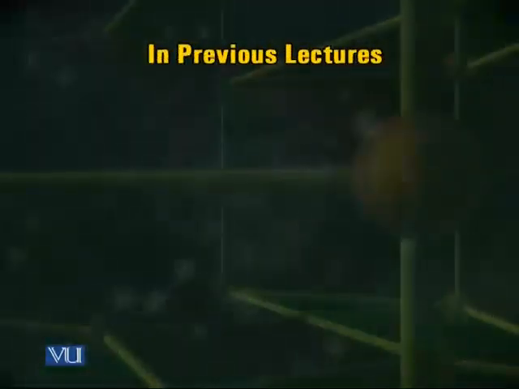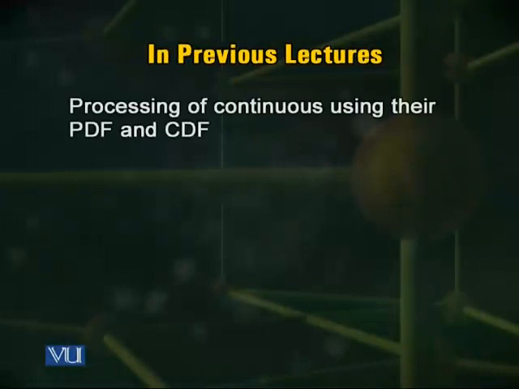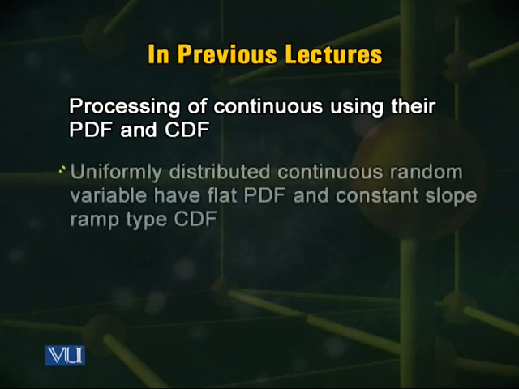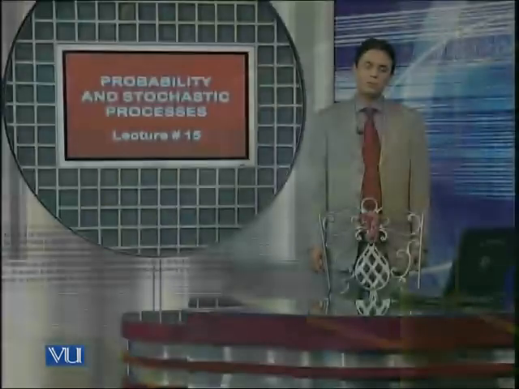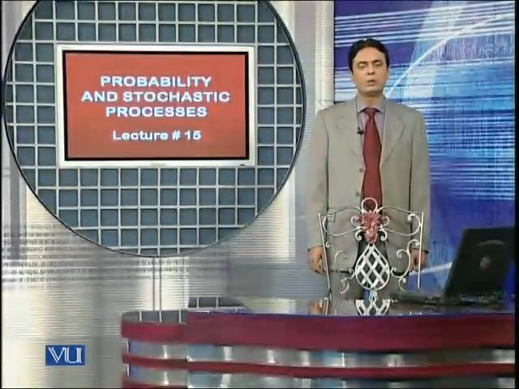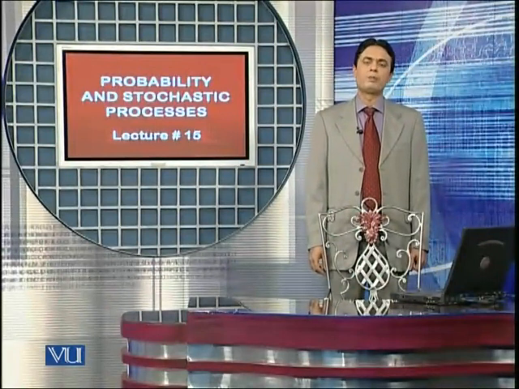In recent lectures, we were analyzing continuous random variables using their probability density functions, PDF, or their cumulative distribution function, the CDF. We thoroughly analyzed the uniformly distributed random variable and started discussion of exponential random variable. Today we'll continue with our analysis of exponential random variables. Before we do that, let's review quickly what we learned about uniformly distributed random variable.